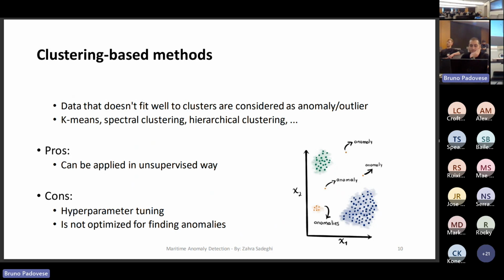The next approach is called clustering-based methods. This is a very simple idea in machine learning, where we try to group data based on a similarity or distance measure. The advantage of this approach is that it can be applied in an unsupervised way, but the disadvantage is that we require hyperparameter tuning, and it's not really optimized for finding anomalies. Finding anomalies is a byproduct task in these methods.